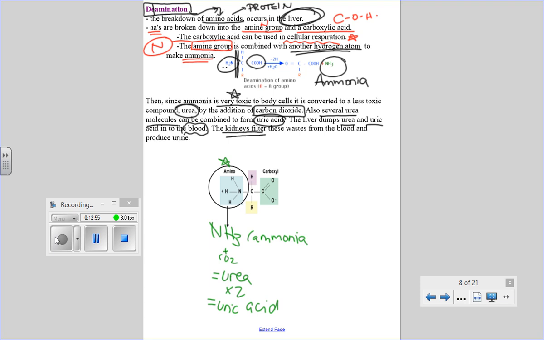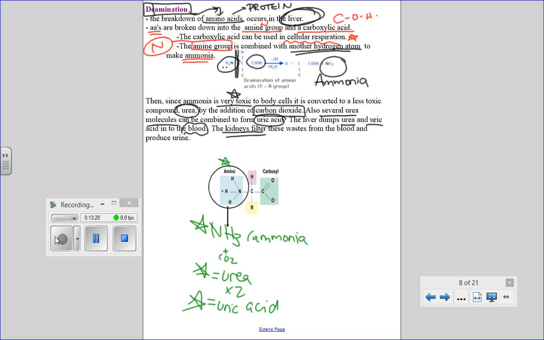Now, would anyone like to ask any questions about this process that's happening in your liver? So these are our waste products, the main ones that we're talking about. And I'm highlighting them so you know what you should be looking for in terms of waste. These are the types of molecules we would discuss.